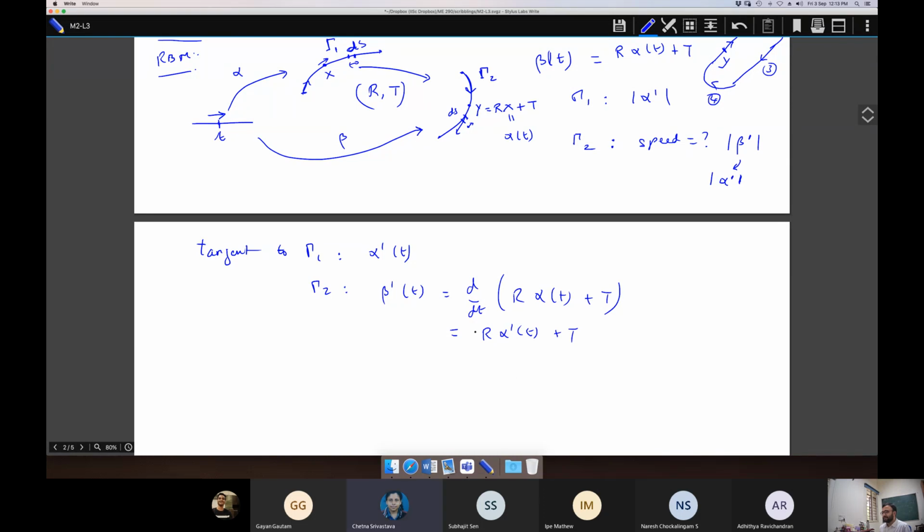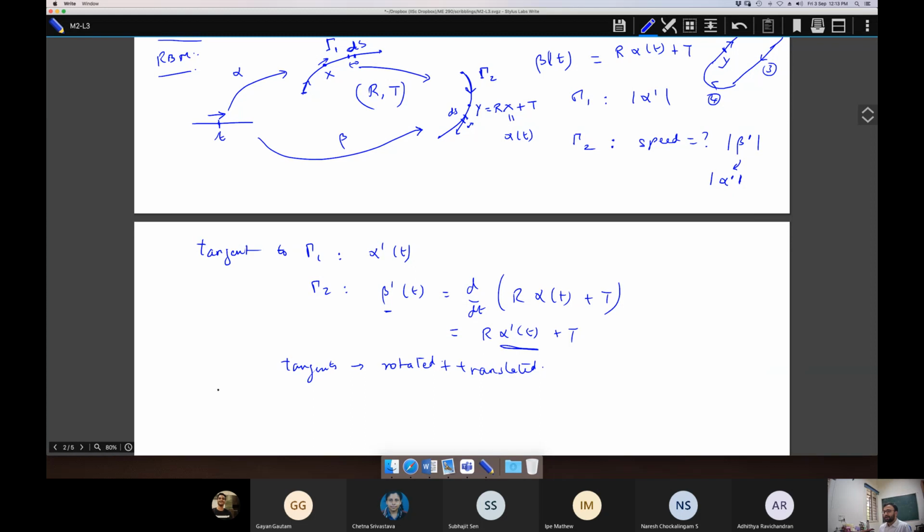Agreed? Yes, sir. So this tells you that the tangent of gamma 2 is just a rotation and translation of the tangent of gamma 1. Agreed? Yes, sir. So tangents are simply rotated, right? And translated. Okay. Now, how about someone else?